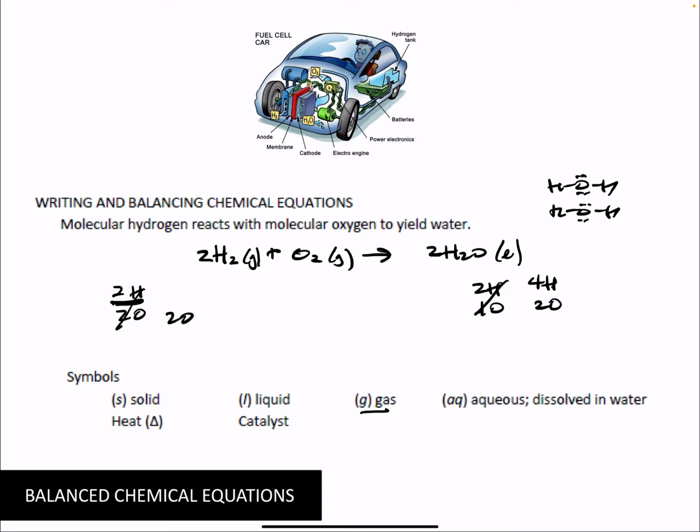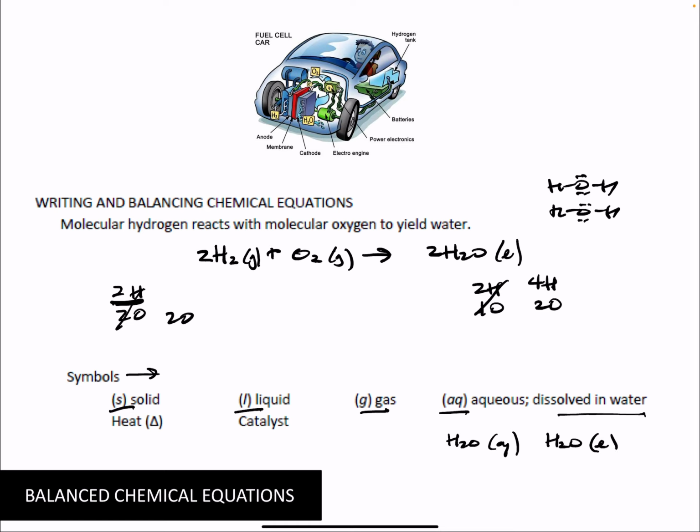It's balanced for charge, which we haven't talked about yet. It's balanced for the number of atoms. They're equal on both sides. And we write these states, the phases of matter. So things can be solids, liquids, gases. Aqueous means you're dissolved in water. So you can't write H2O aqueous. That would mean water is dissolved in water, and that's just silly.